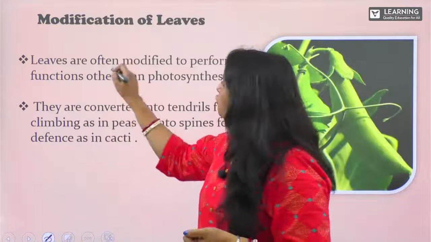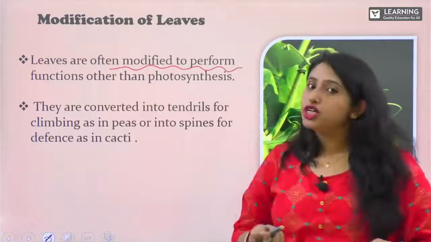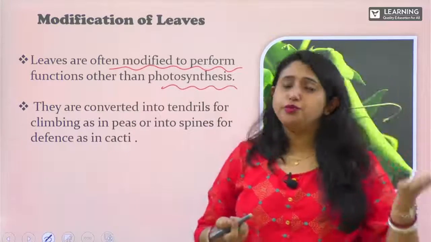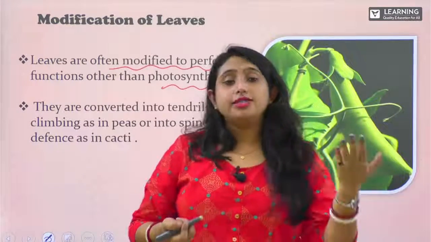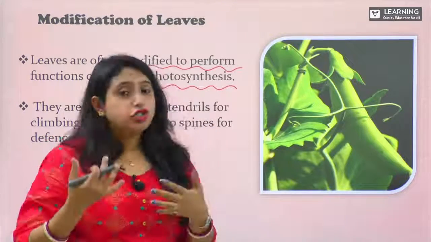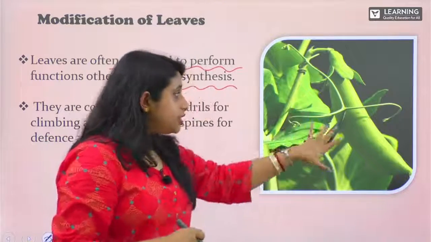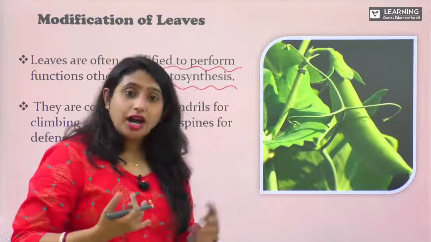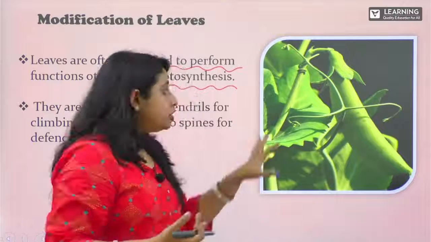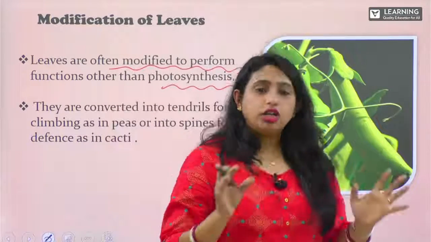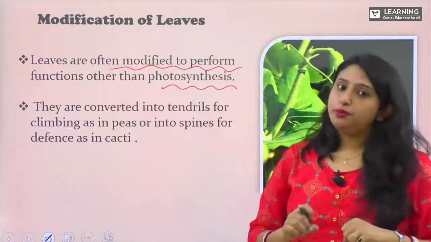So leaves are often modified to perform functions such as photosynthesis. Some leaves are modified to perform photosynthesis, whereas in some they change into tendrils in order to provide support. As you can see, these are the tendrils, right? We have studied them in the last class in the stem, isn't it? So they modify themselves into tendrils in order to provide what?